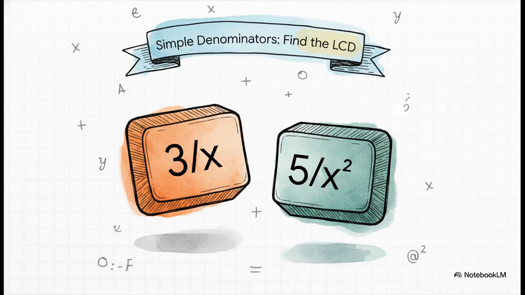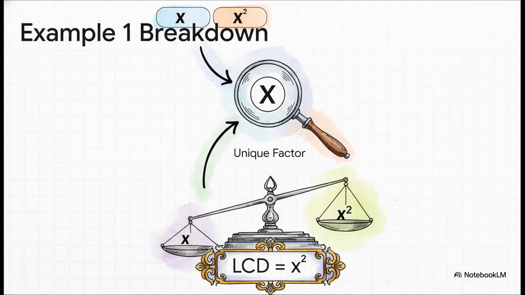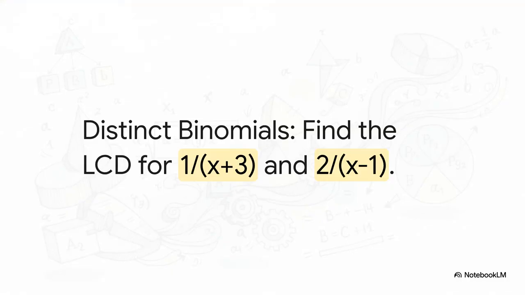Okay, first up, a bit of a softball. We're finding the LCD for 3 over x and 5 over x squared. Let's run the playbook. Step 1, factor. Well, x and x squared are already as simple as they can be, so check. Step 2, unique factors. There's only one game in town, and it's x. Step 3, highest power. Well, we've got x to the first and x squared, so the highest power is x squared. And step 4, multiply. Well, there's only one thing, so our LCD is just x squared. See? Easy enough.